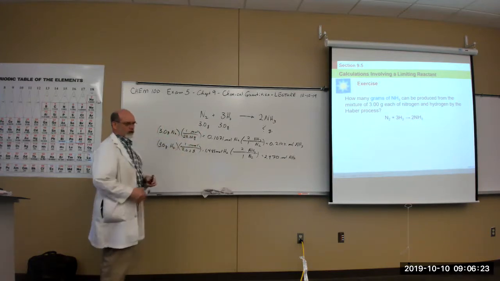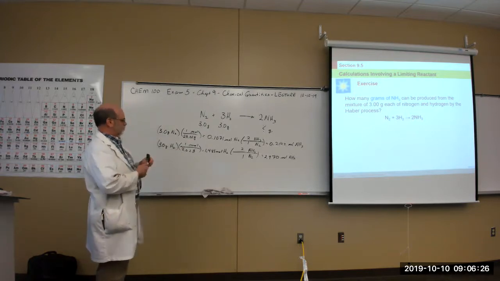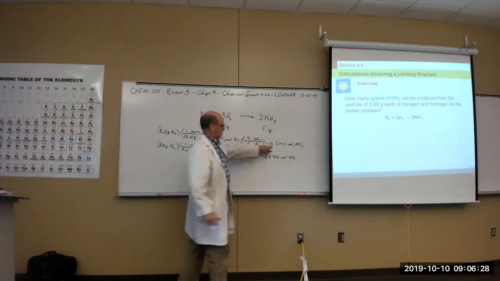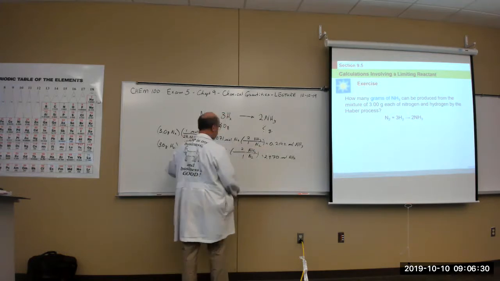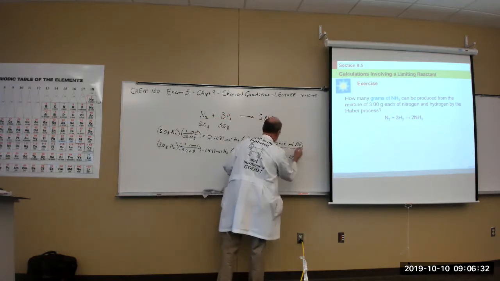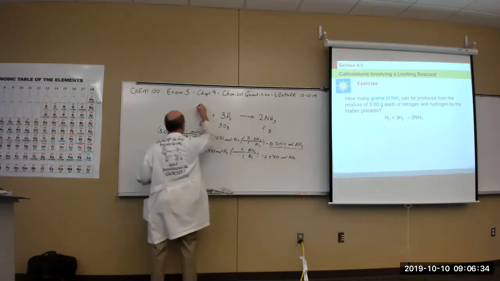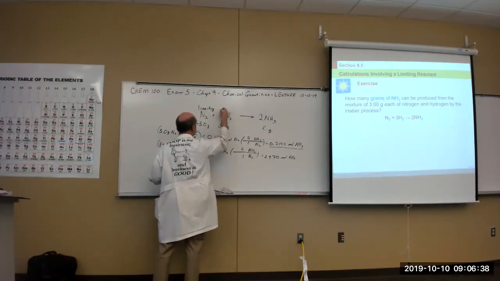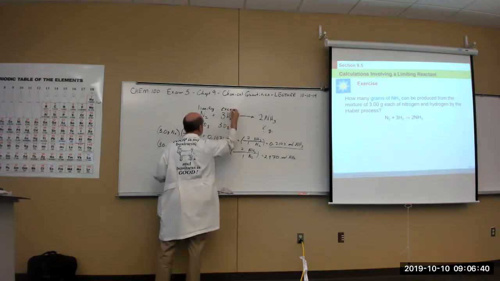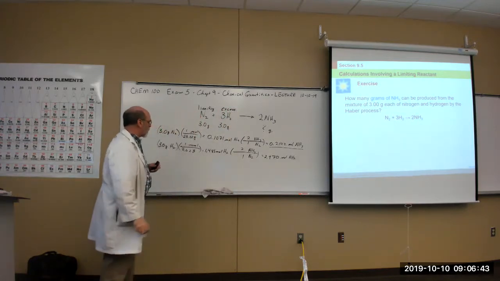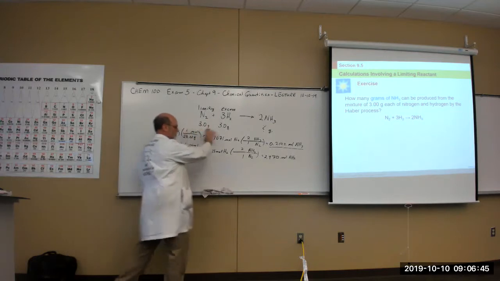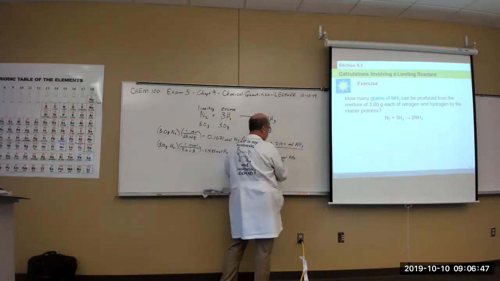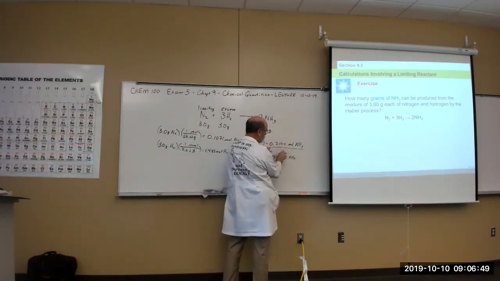So which one's smaller? This one. The one that's produced from nitrogen is the smallest. So that makes this one limiting, and this one excess. Right? So to answer the problem, we want to use this conversion to ammonia. So now we have this many moles of ammonia.